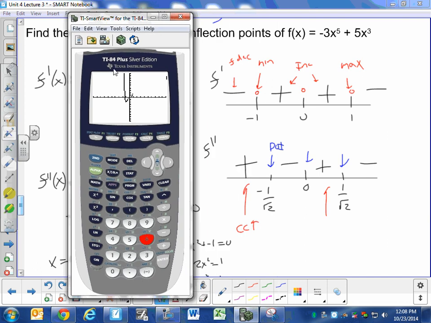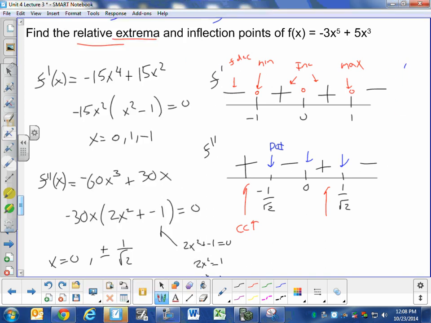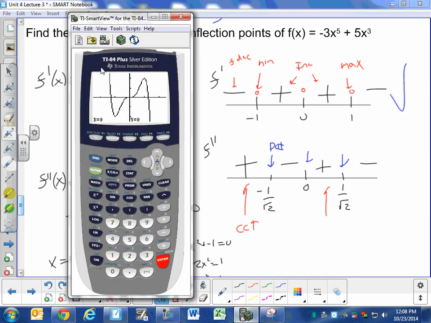So we are decreasing until negative 1. Good. We are increasing. Let's zoom in on that. Decreasing until negative 1. Good. We are increasing until 0. Then we neither have a max nor a min, but we have a horizontal tangent. We're increasing past that until 1, and then we're decreasing past there. So this checks out.